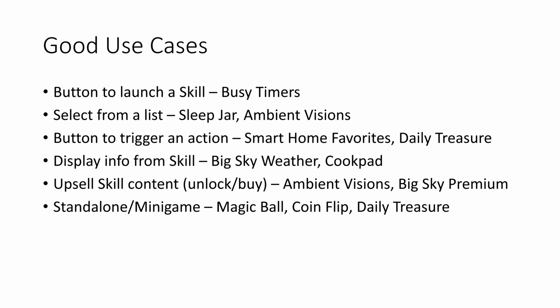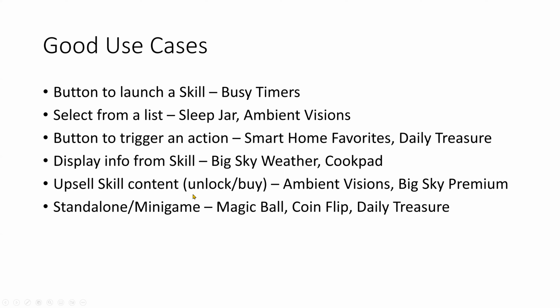You can display information from a skill. Two examples of this would be Big Sky Weather, that's showing you the information for your location and what the high and low is, and if it's going to be rainy. CookPad showing you a daily recipe. You could also upsell skill content.